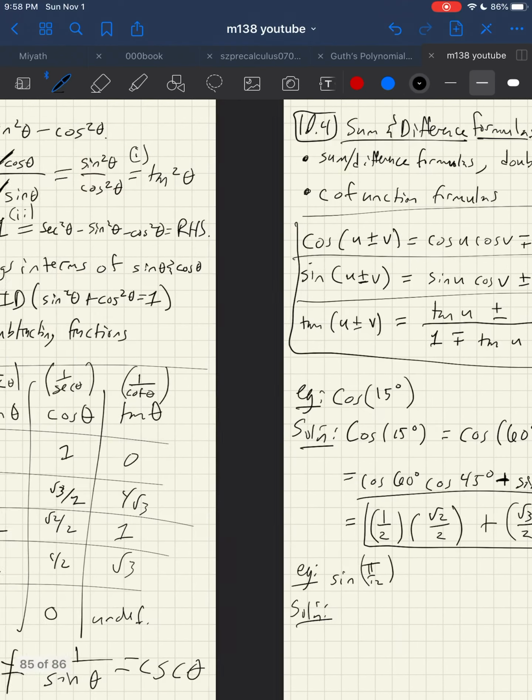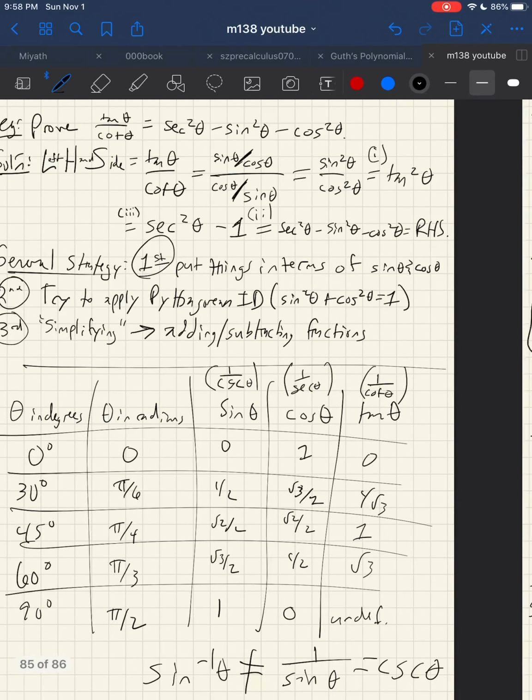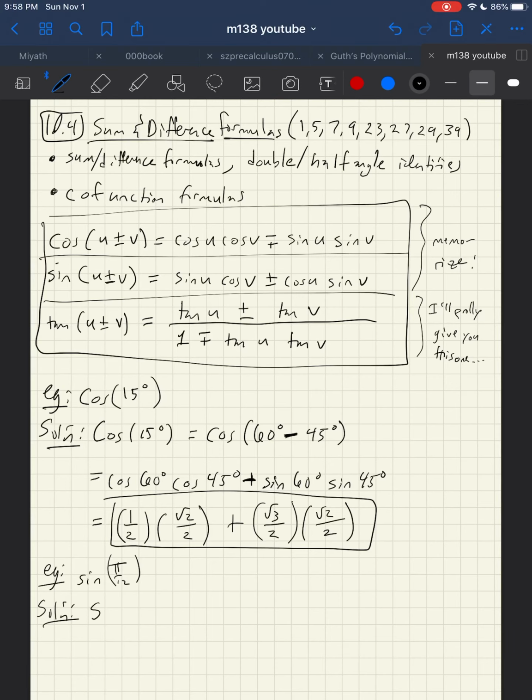So I'm going to do, let's do pi over 3 minus pi over 4. Similar idea. So we've got sine of pi over 3 minus pi over 4 is equal to, I was hesitating, I couldn't figure out why I was hesitating. Yeah, I want to say what the problem statement is. Sine of pi over 12 is equal to sine of pi over 3 minus pi over 4.